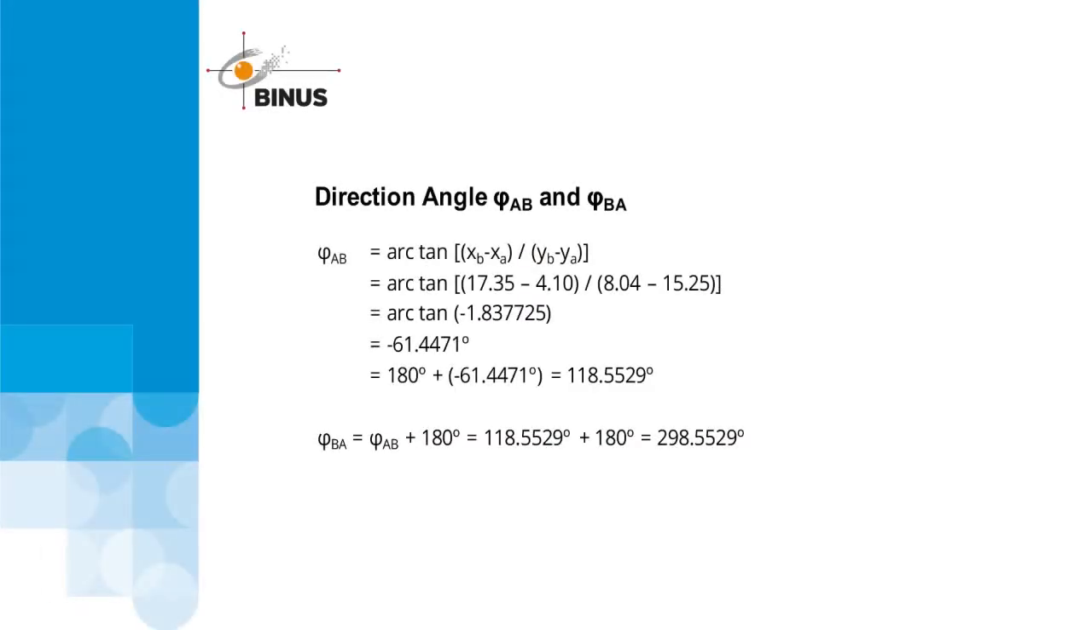The first step is to calculate the azimuth AB. Azimuth AB is the arcus tangent of xB minus xA divided by YB minus YA. This is equal to 118.5529 degrees. The second step is to calculate azimuth BA using this formula. Azimuth BA equals azimuth AB plus 180 degrees, and you will get 298.5529 degrees.